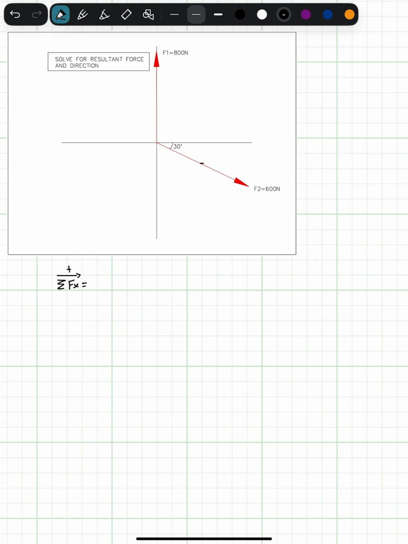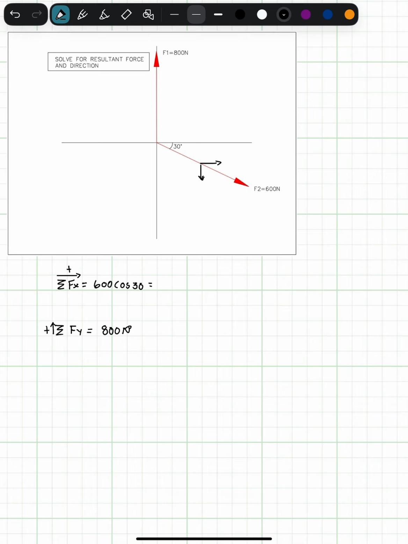Let's see, if I break this apart into its components, we have its x component and its y component. So for the x, it's just going to be 600 cosine 30 degrees. And that's all that's happening in the x direction, actually, for this problem, because the F1 is pointing straight upward in the y direction at no angle. So we have just 800 newtons.